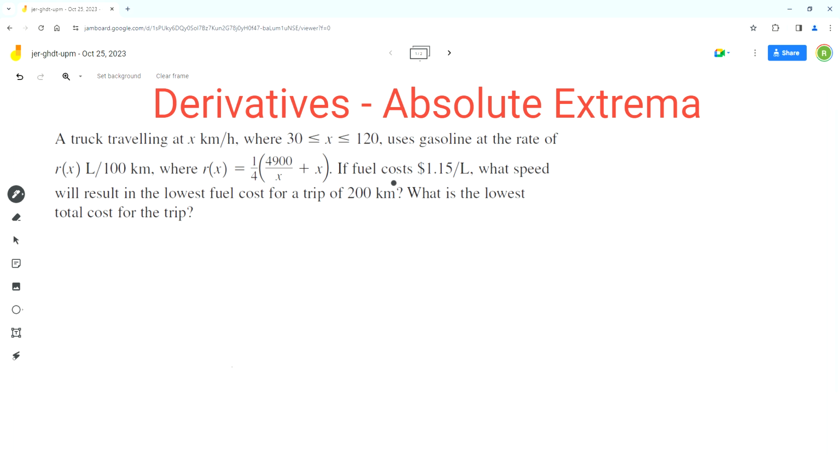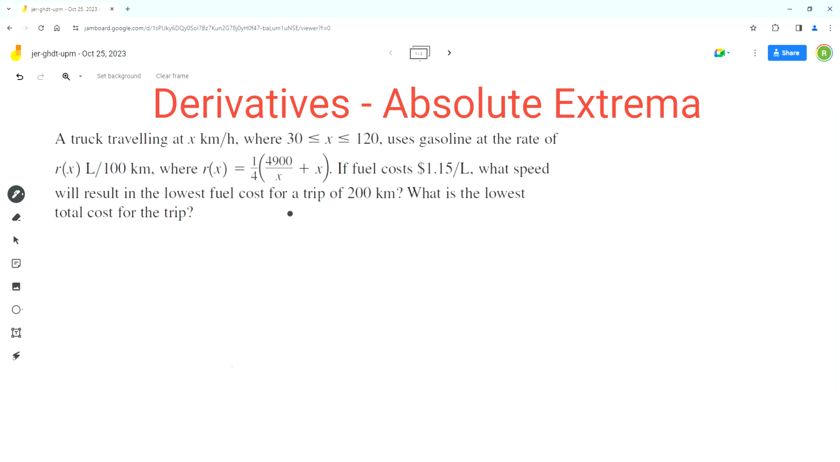If fuel costs $1.15 per liter, what speed will result in the lowest fuel cost for a trip of 200 km? And we have to find the lowest total cost for the trip. So in this problem, we are given this function R(x), which represents the rate at which the gasoline is consumed, and it is R(x) liters per 100 kilometers.